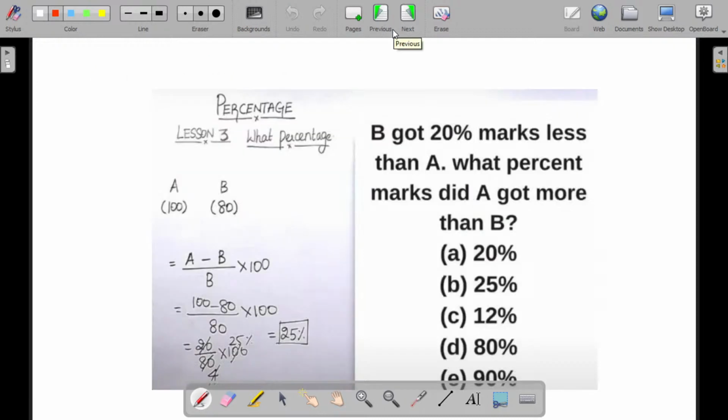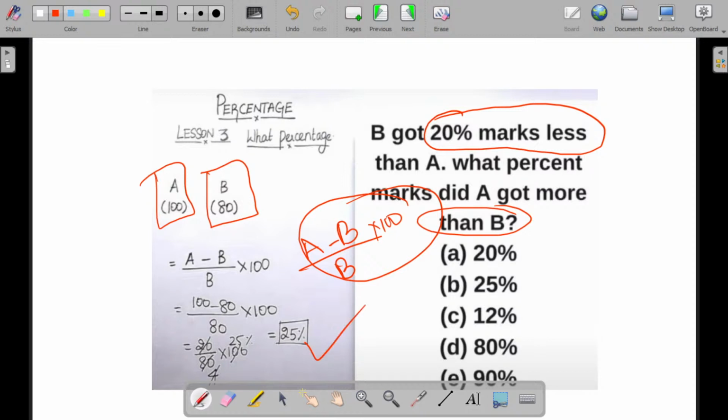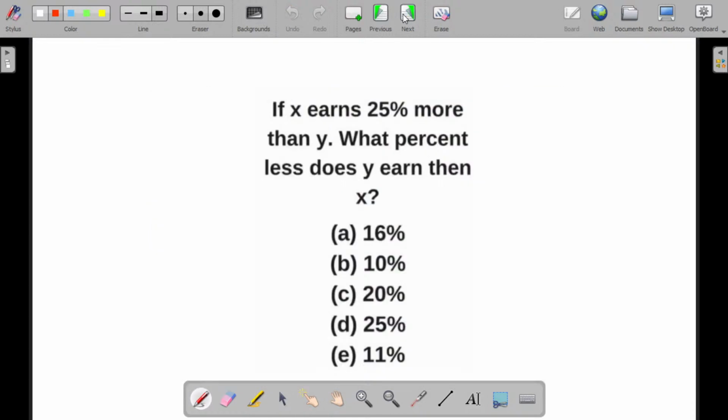Okay, the solution: here B got 20% marks less. Less means, suppose A is 100, then 20% less means 100 minus 20, that is 80. So B's value is 80, and you know the formula. B comes in the denominator, the second term, right? So 100 minus 80, and you get 25 percent. Okay, next, do it fast.